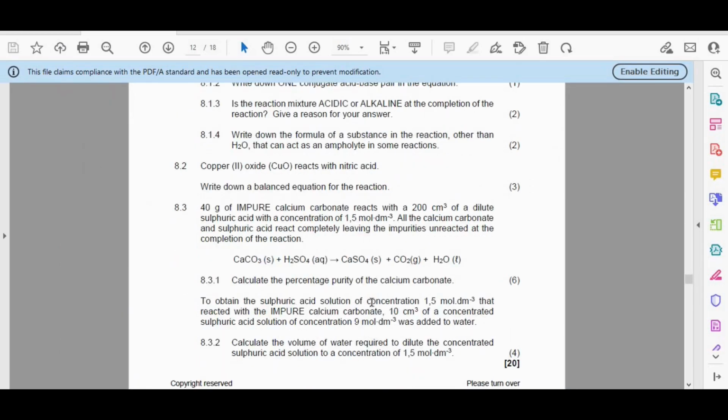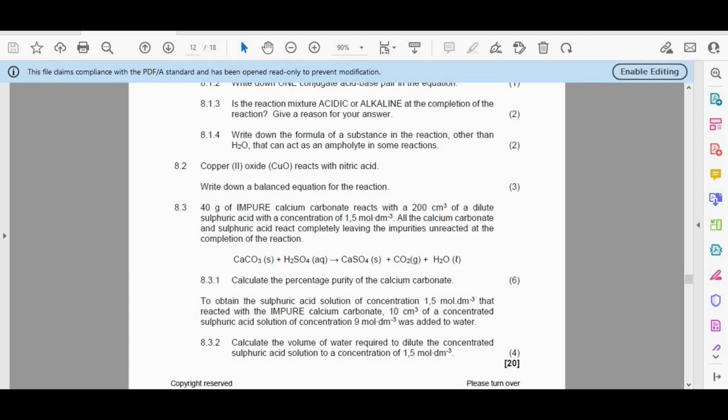Okay, let's move on. So we didn't see 8.3.2, but let's see what we can do with 8.3.1. 8.3, 40 grams of impure calcium carbonate reacts with 200 cubic centimeters of a dilute sulfuric acid with a concentration of 1.5 moles per decimeter cubed. All the calcium carbonate and sulfuric acid react completely, leaving the impurities unreacted at the completion of the reaction. And then we get the reaction there.